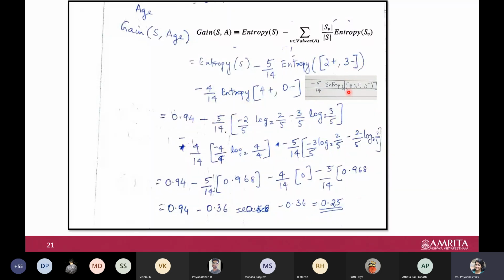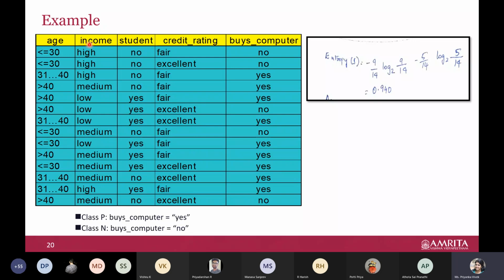But these other two have some number of samples in both classes, so we have to write the entropy. Calculate all that and then finally you get some value which is the information gain of age. Now similarly you have to find the information gain of income, student and credit rating.